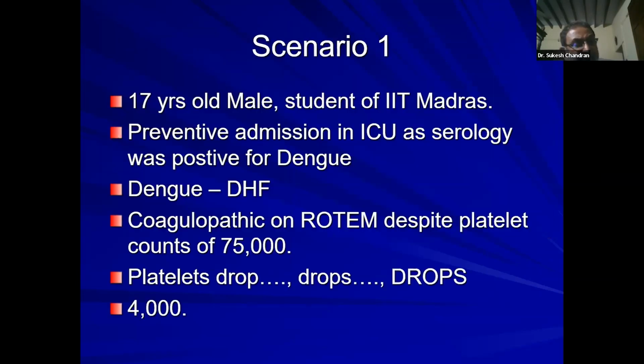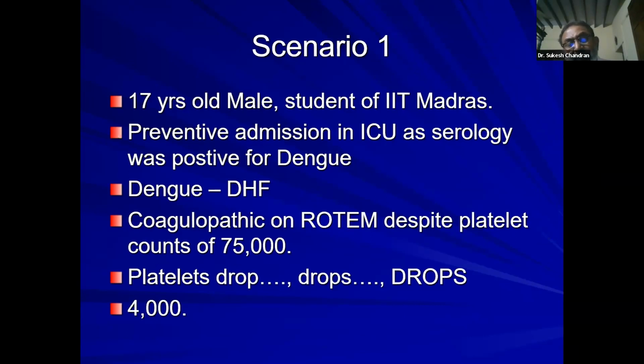Now let's look at a clinical scenario. A 17-year-old male, a student of IIT Madras, has a preventive admission to ICU because the father is the head of ICU. The father thinks that this patient, who had fever and was positive for dengue, may develop dengue hemorrhagic fever, so put him in ICU. Unfortunately, his platelet count was coming down every day, 75,000. Then he said, shall we give platelets? I said, which patient with 75,000 did you give platelets?